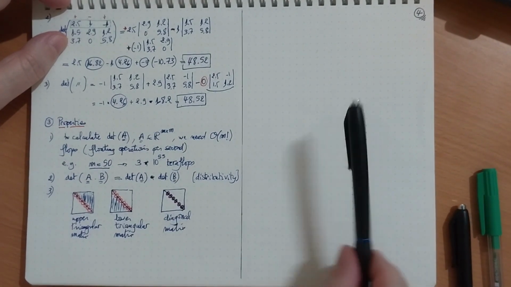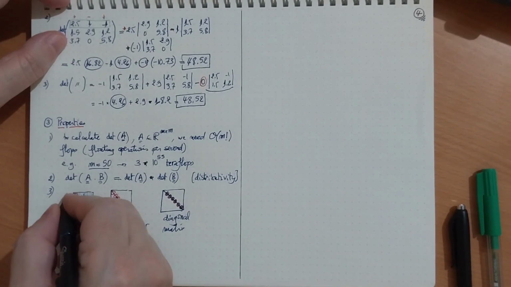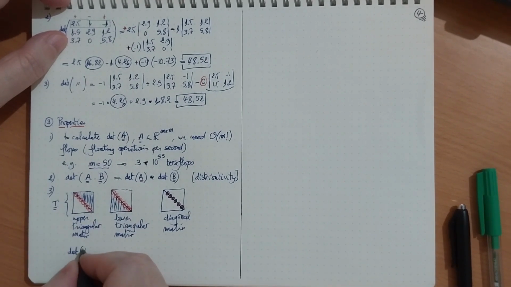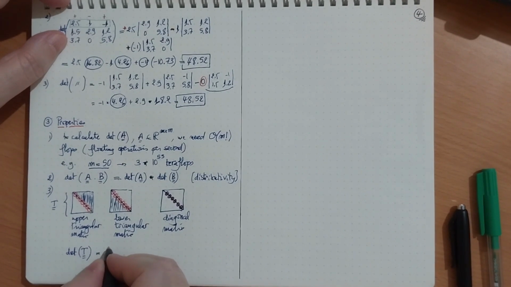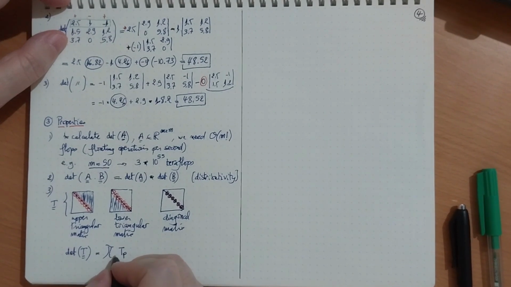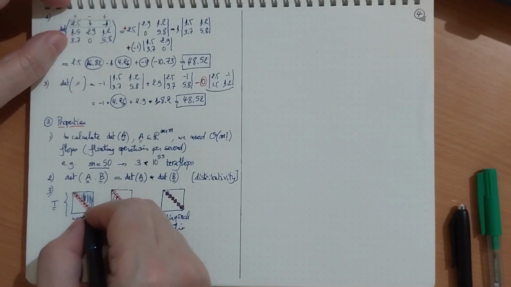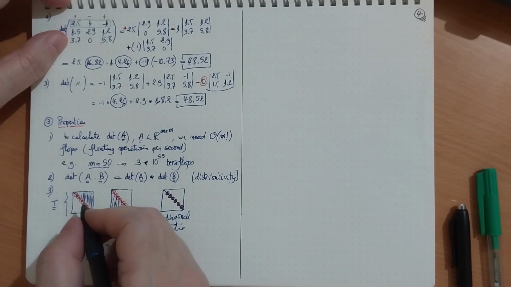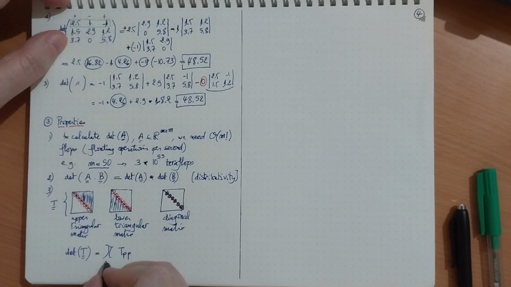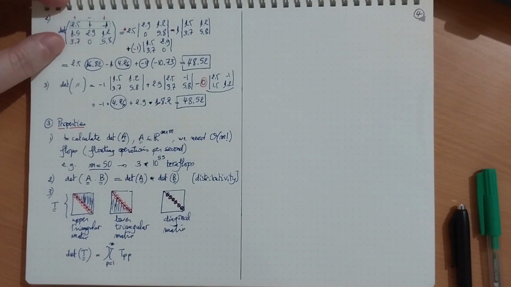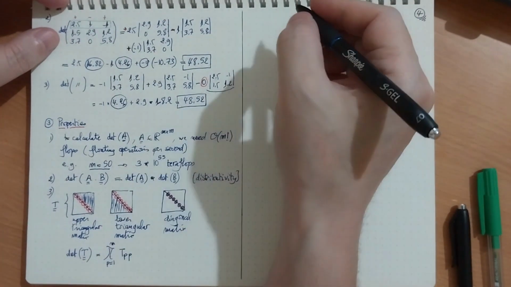So, let's call the matrix T. The determinant of T is equal to the product of T_PP, meaning the element on the diagonal, at row P and column P. The elements on the diagonal have the same index for the row and the column. So T_PP, with P from 1 to m, in the general case. Okay, this is the third property.